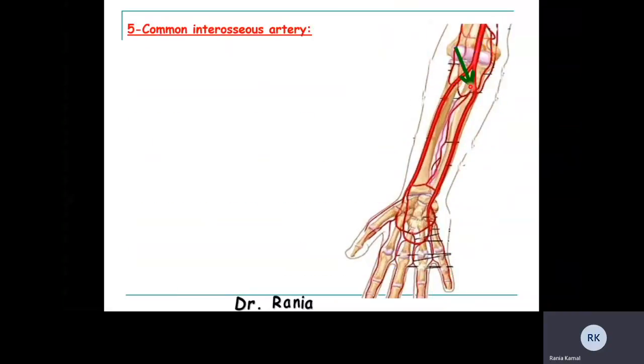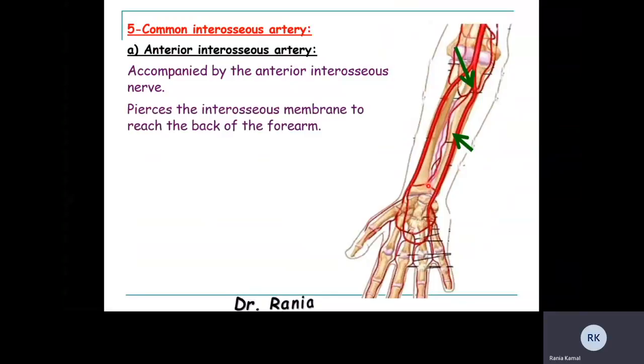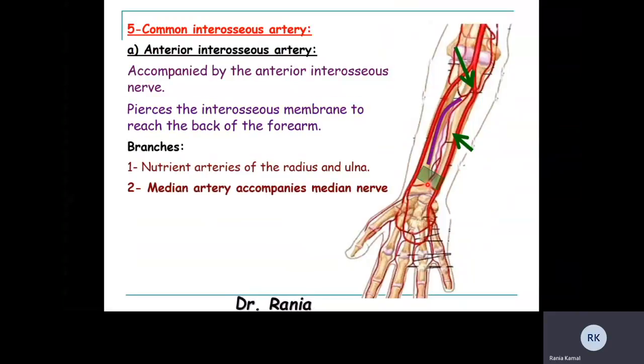The common interosseous artery arises from the ulnar artery. It will divide into anterior interosseous and posterior interosseous. The anterior interosseous will run in front of the interosseous membrane with the anterior interosseous branch of the median nerve. Then it will pierce the interosseous membrane at the lower part to reach the back of the forearm. It will give a median branch, which runs with the median nerve, and it will give nutrient arteries to the radius and to the ulna.